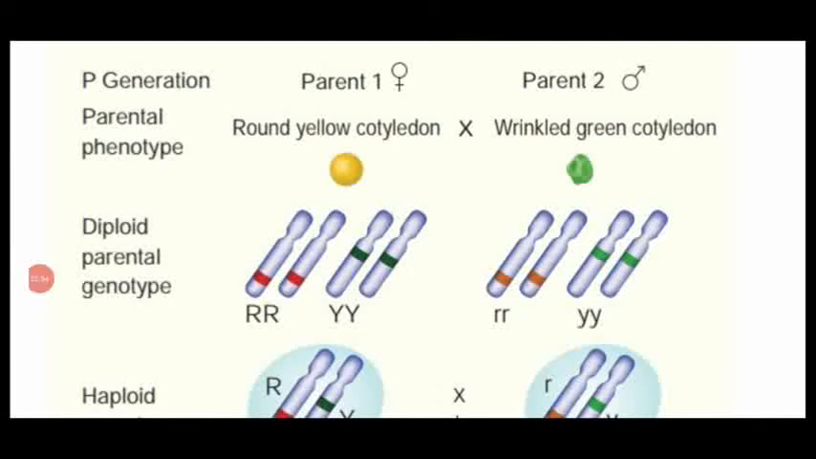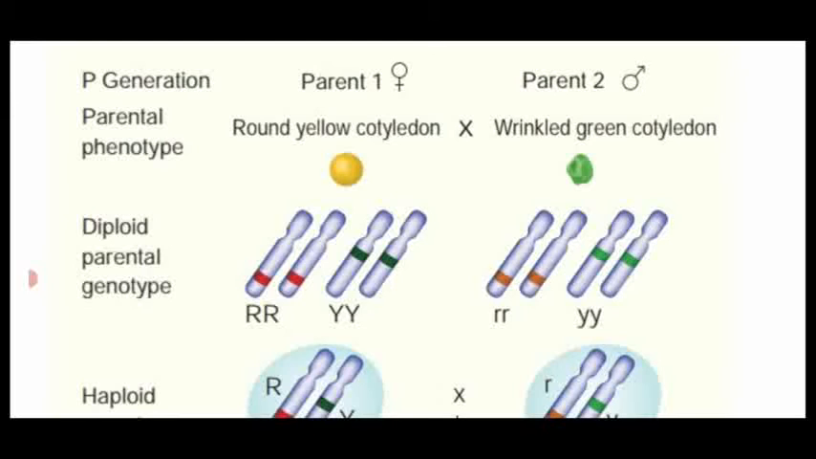See the diagrammatic representation of dihybrid cross. First one, P generation, that means parental generation. First one acts as a female parent. Second one acts as a male parent. Then we have to write the parental phenotype, that is external character, visual character. What is the first character he has taken? Round yellow cotyledon. See the diagram, that is round shape and the color is also yellow.